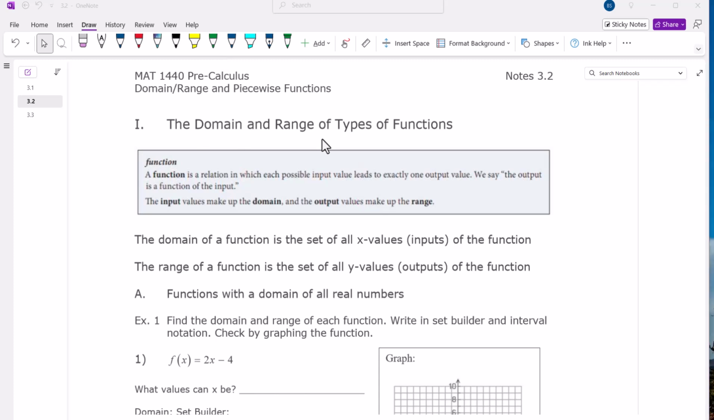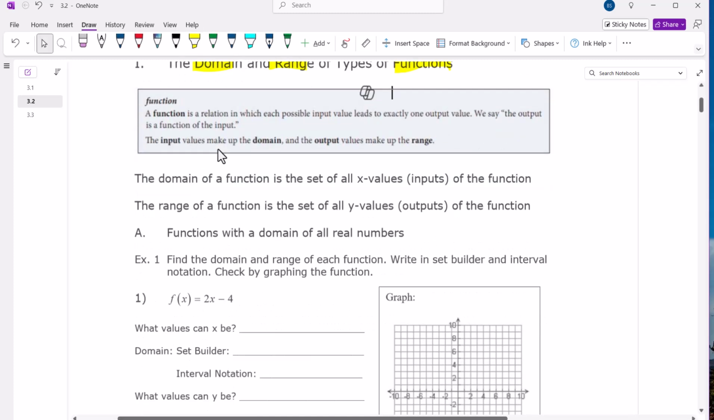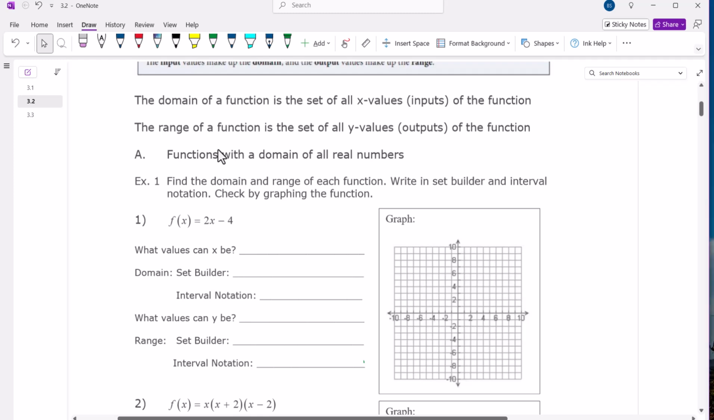What we'll be looking at mostly in here is specific functions, and if you're given an equation, how to find a domain and range. We've already talked about what domain and range are. Domain is the set of all x values or the inputs, and the range is the set of all y values or the outputs. Okay, so we'll start with this kind of thing here.